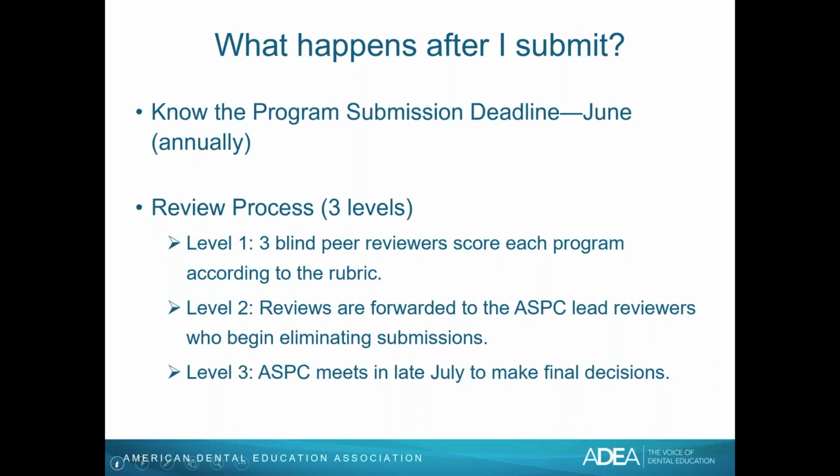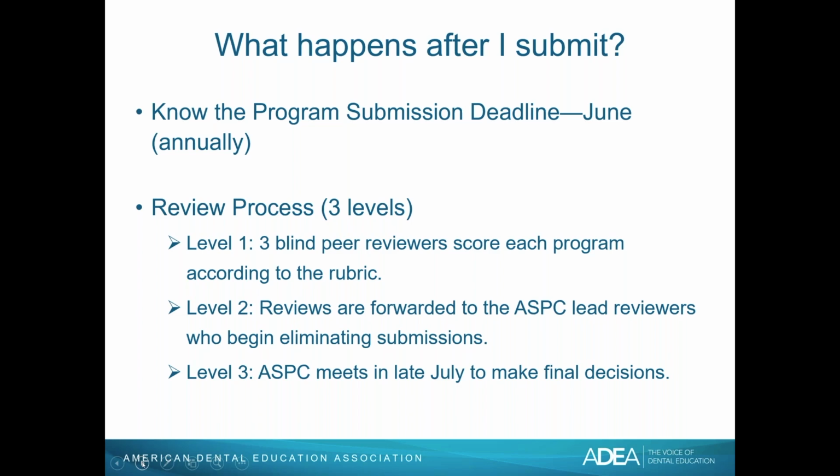So after you submit, what happens? If you're submitting for the educational programming, deadline in early June versus the poster, other formats in September, what you'll see is it goes through this review process. So level 1, there are 3 blinded peer reviewers who will score your program according to the rubric. So if you've written your abstract submission relative to the rubric, you have a better chance of being successful. It doesn't guarantee success, but you're giving yourself the best chance you have possible.